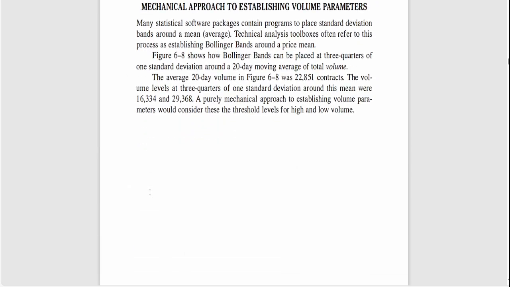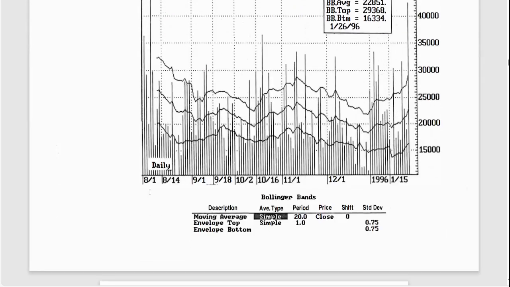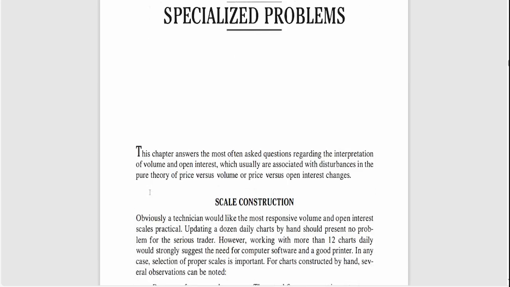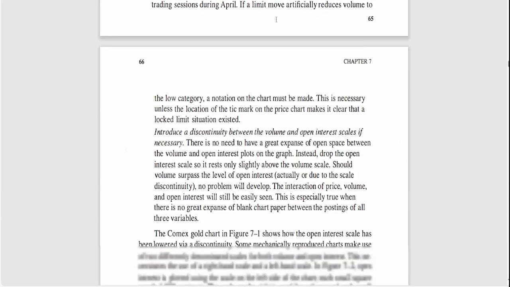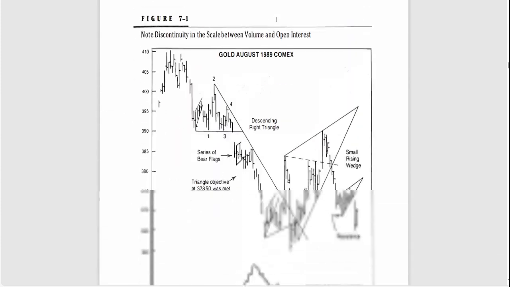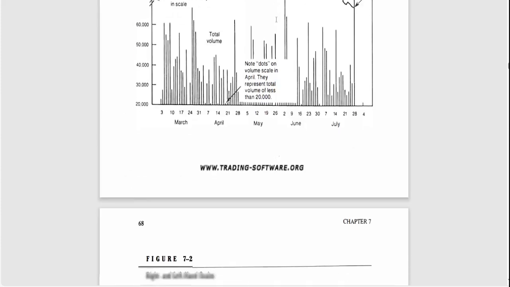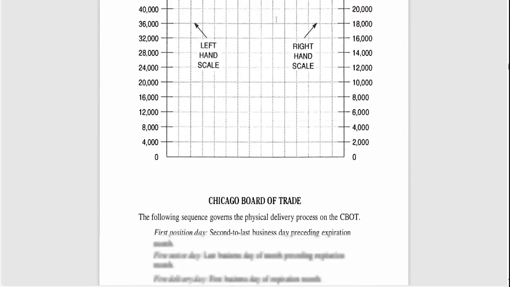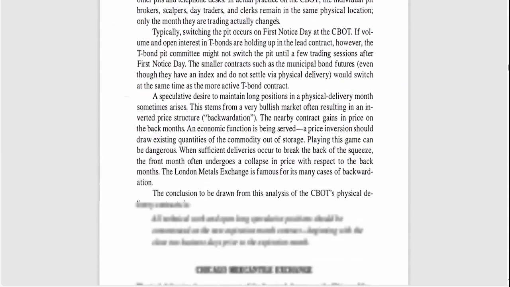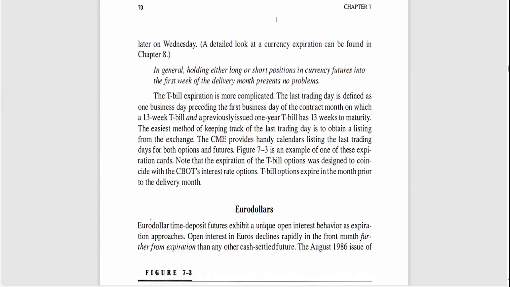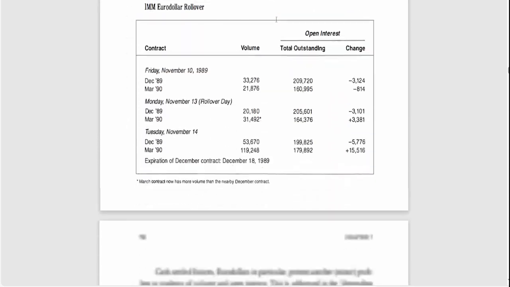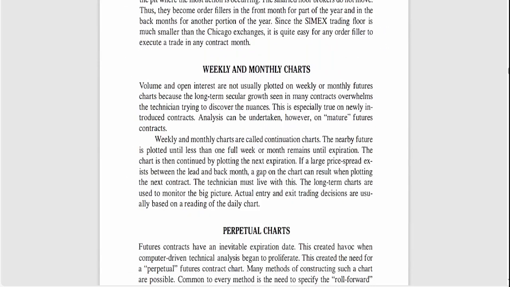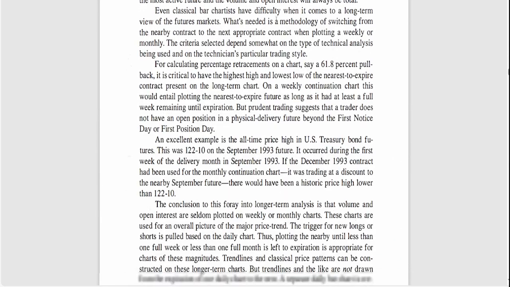Read all these things very carefully. Specialized problems. Read these things. Read this thing very carefully. Read this thing very carefully.